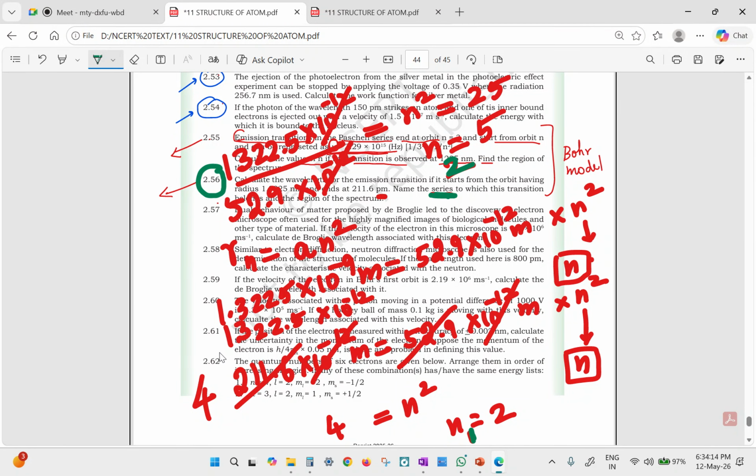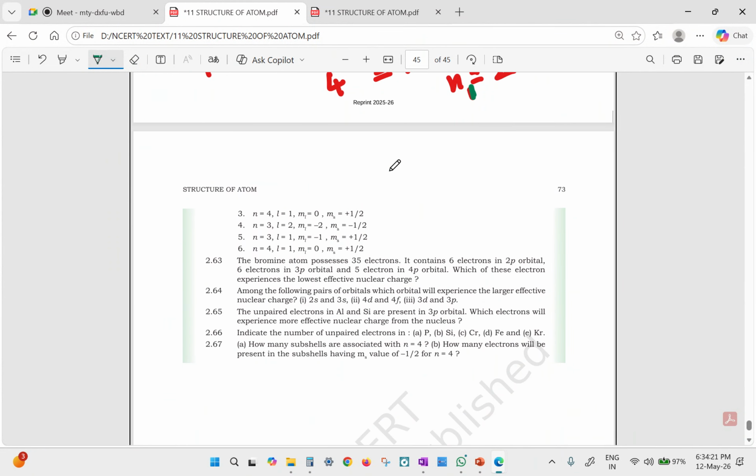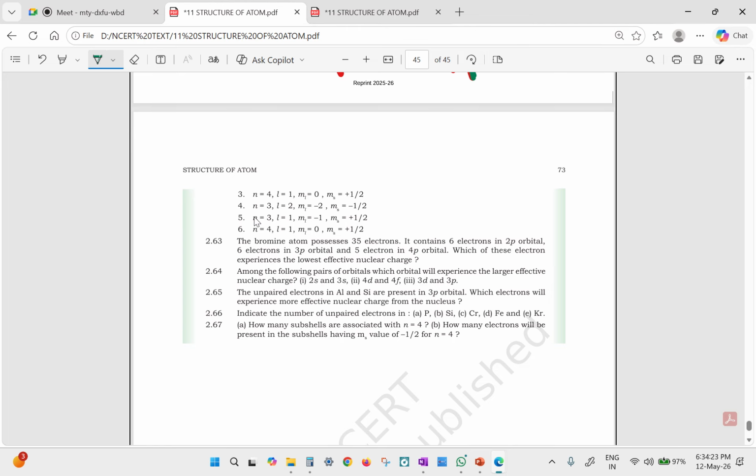Okay. Then we have already done the 60th question, arranging the various electrons in increasing order of energy. We have done this question already. We have not touched these questions, so we will do them after we discuss the further concepts.